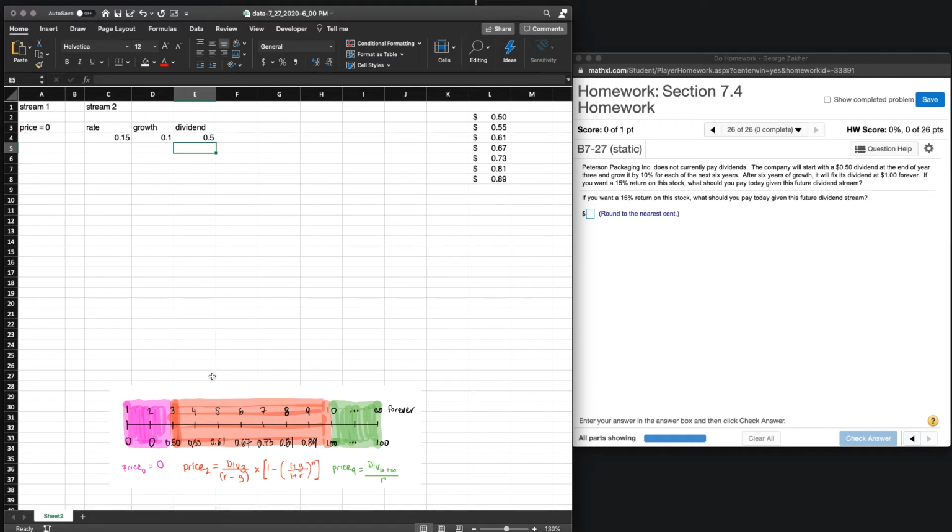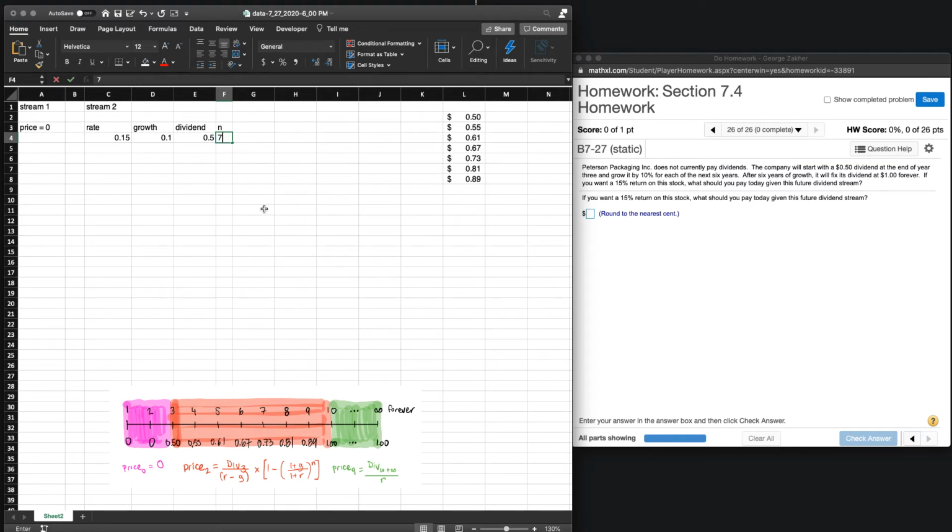And once we have that, we just need to figure out what our number of periods is. Remember, it's the length of this section here, or this stream here. So we can count it out: 1, 2, 3, 4, 5, 6, 7. So in other words, for 7 periods, we have that constant growth of the 10% dividend. Now, once we have that, we can use this formula here, but I'm going to break it down a little bit so that we can see it more mathematically.